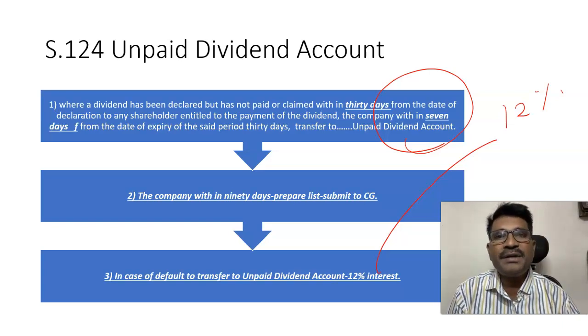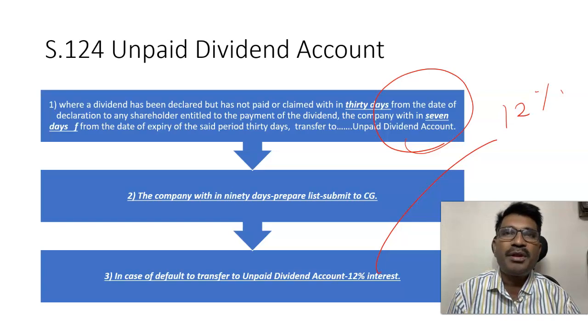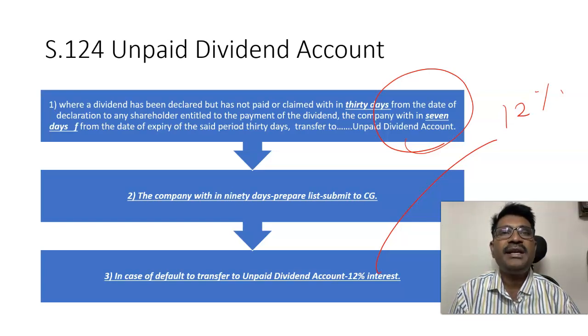Once the company declares a dividend, it cannot say that it will not transfer the money, because it becomes a liability to the shareholders, particularly equity shareholders. Because preference shareholders, we know very well, always have a preferential right on the dividends, or already have a fixed dividend as such. So once the company declares the dividend, it has to transfer to a bank account, thereafter to the unpaid dividend account, otherwise prepare a list for the central government. In case they are not doing so, you are supposed to pay a particular percent of interest.